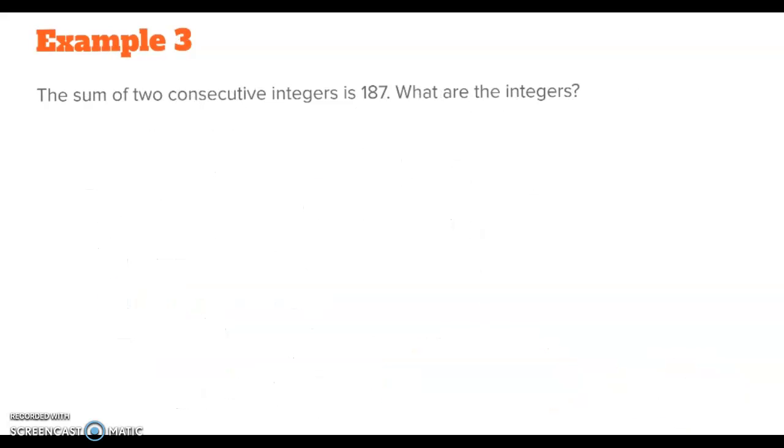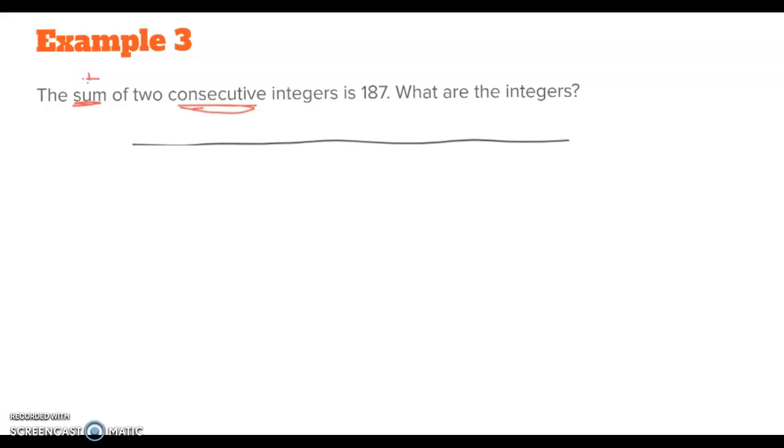All right, our third example tells us that the sum of two consecutive, so sum tells us that it's going to be addition. Sum always means adding. Pen's not working very well. Consecutive means it's going to come in a row.